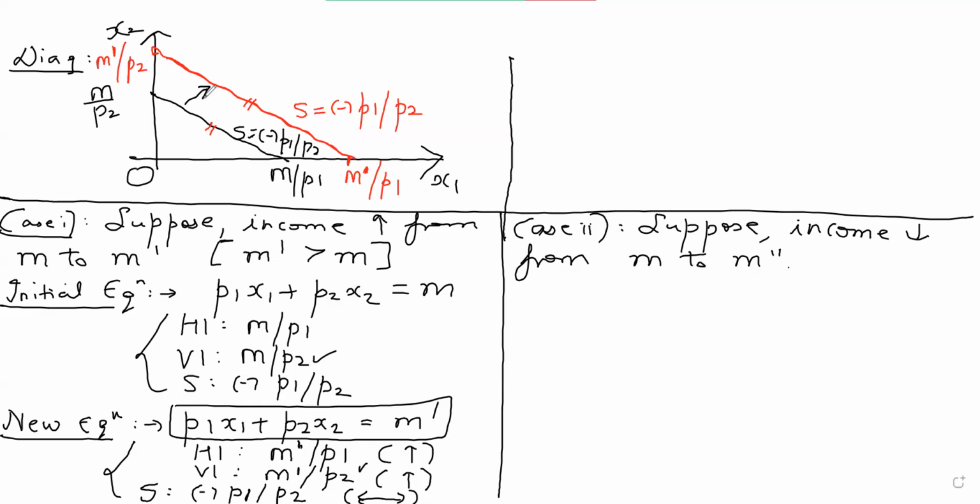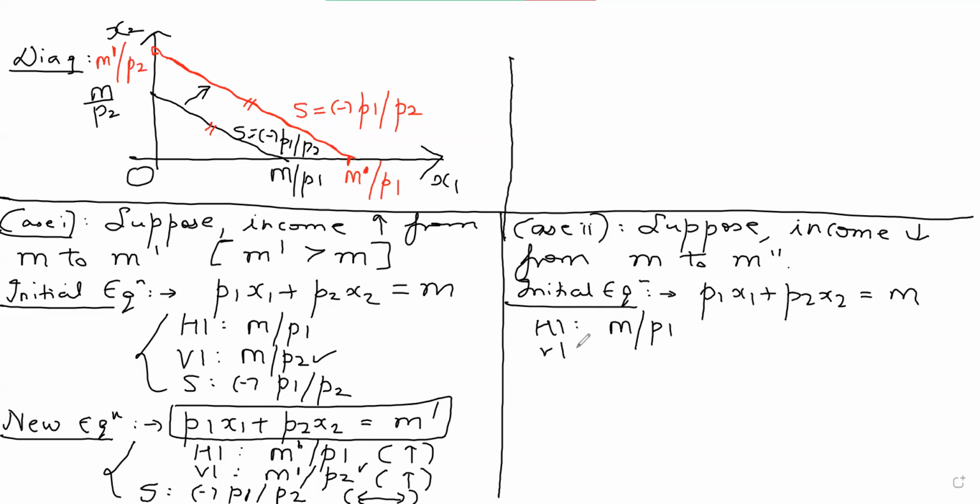Exactly the opposite happens in case 2. So, initial equation. Students can now quickly start writing with me. Initial equation: P1x1 plus P2x2 equals M. Horizontal intercept M by P1. Vertical intercept M by P2. Slope minus P1 by P2.